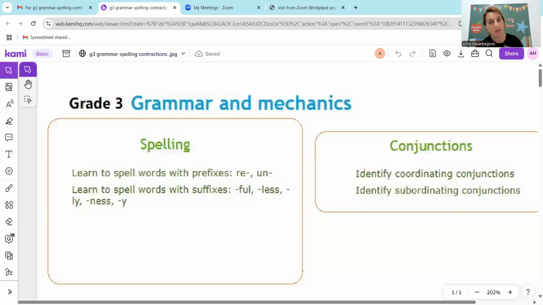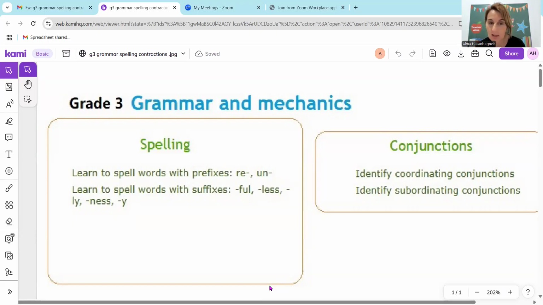What we are going to do in today's class, we are going to be talking about a couple different things. The first thing is going to be the spelling. So today we are going to learn to spell words with prefixes R-E and U-N.